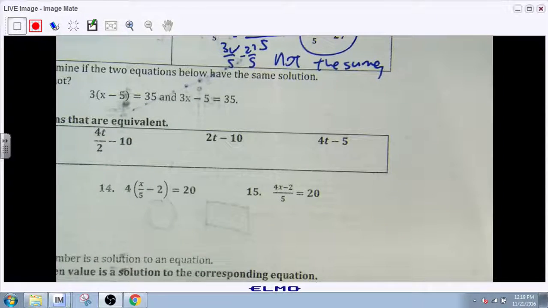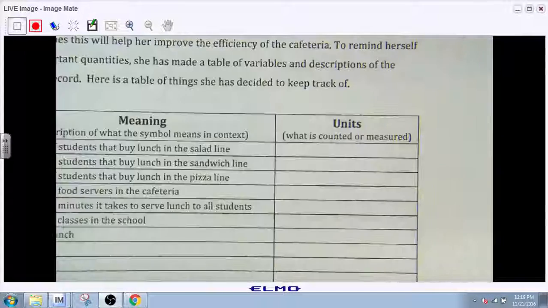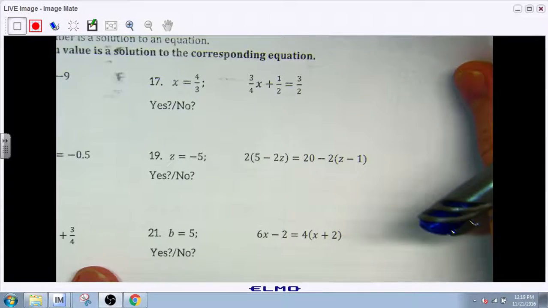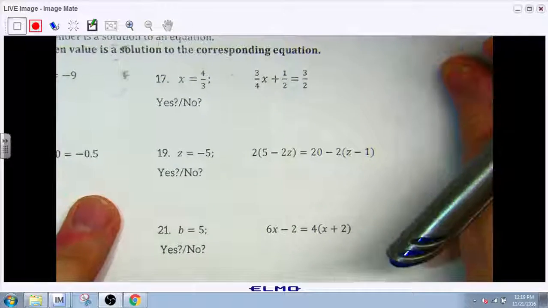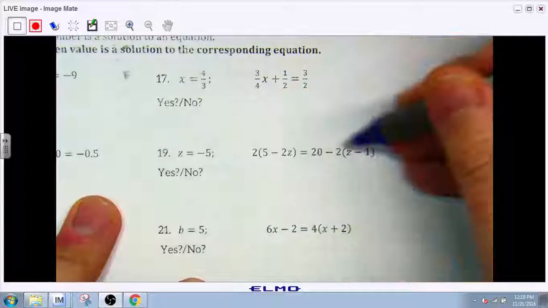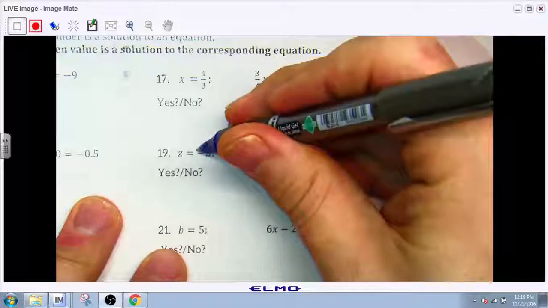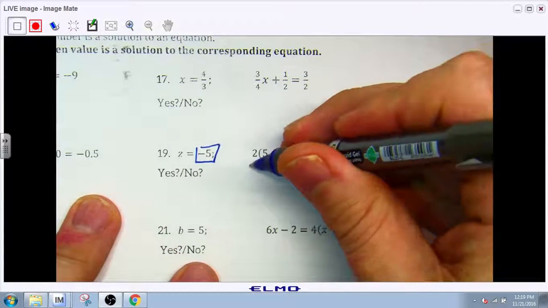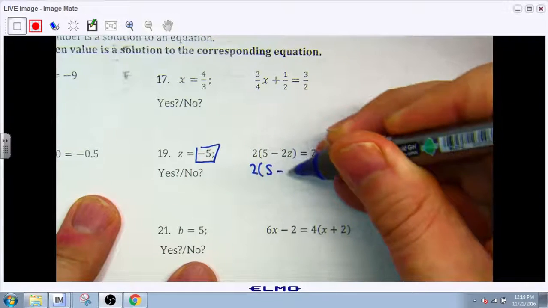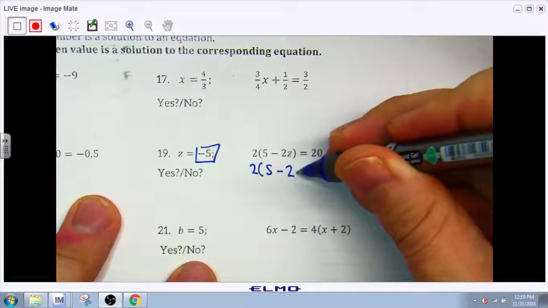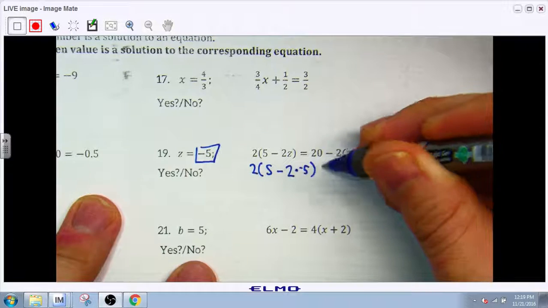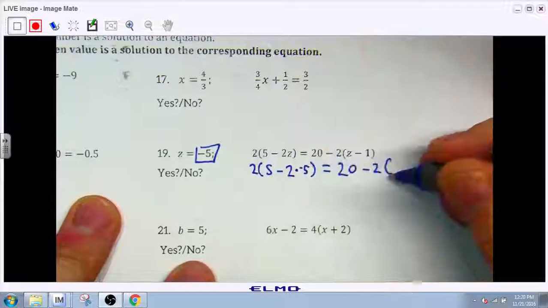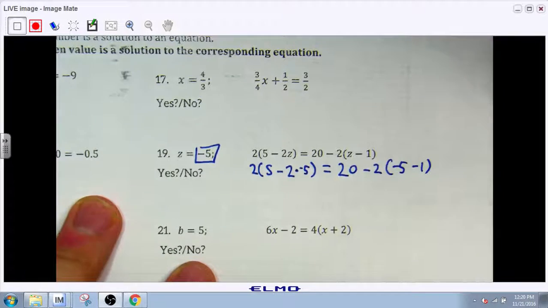Finally, let's go ahead and go down to this section here. Let's do number 19. Number 19 wants us to indicate whether or not the given value is a solution. So all I'm going to do here is take negative 5 and plug it in for my z's. So this becomes 2 times the quantity 5 minus 2, and now here's a z, so it's actually going to be times a negative 5. And that's going to equal 20 minus 2 times the quantity, here's a z, so that's negative 5 minus 1.